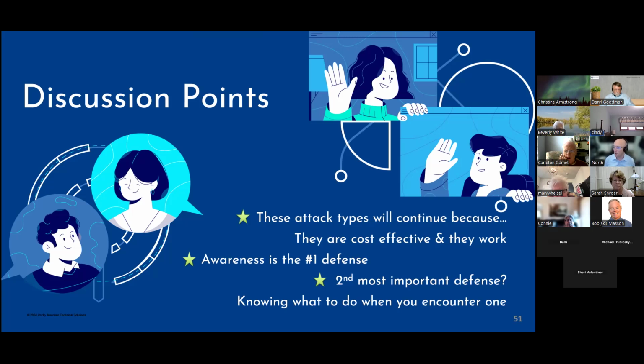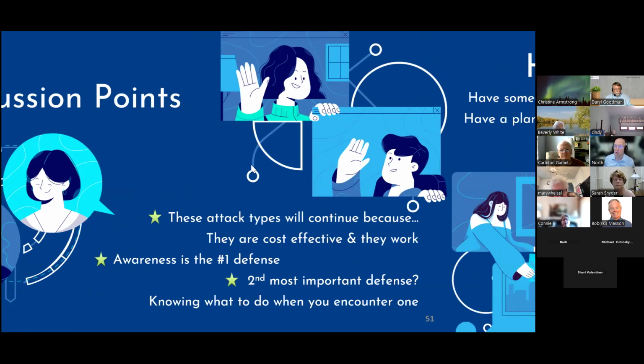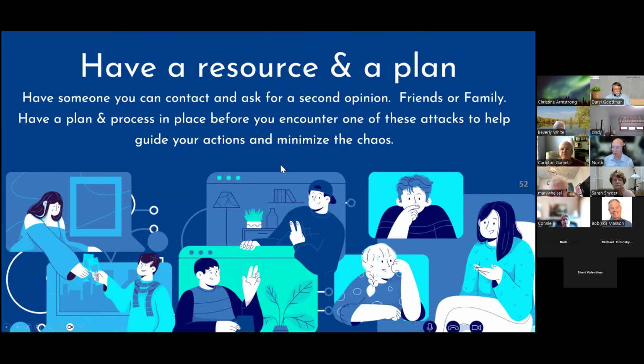And the second most important defense is knowing what to do and when to do it. Knowing what to do when you encounter a scam phone call, text message, or an email. So that's number one and number two, awareness and knowing what to do. Unfortunately, there's really no technical controls in place to stop them all. So again, I want to reemphasize, have a resource and a plan. Have someone you can contact and ask for a second opinion. Friends, family, professional IT, SCTC, have a resource, have a plan and process in place before you encounter one of these attacks to help guide your actions and minimize the chaos.